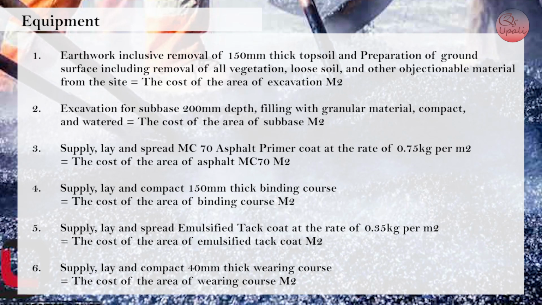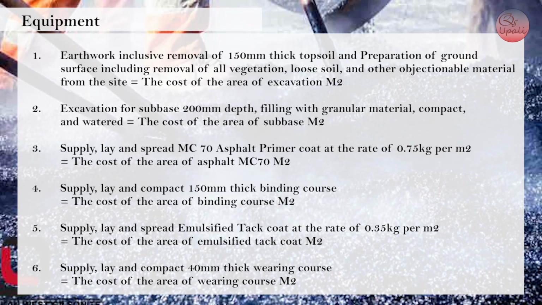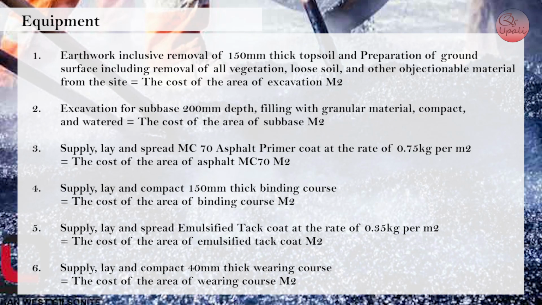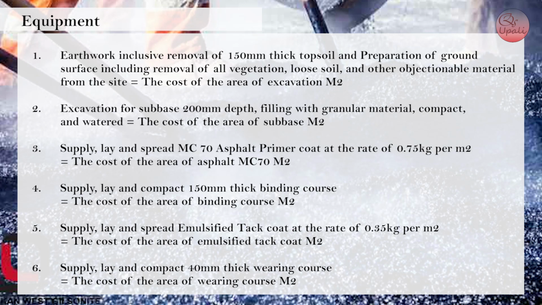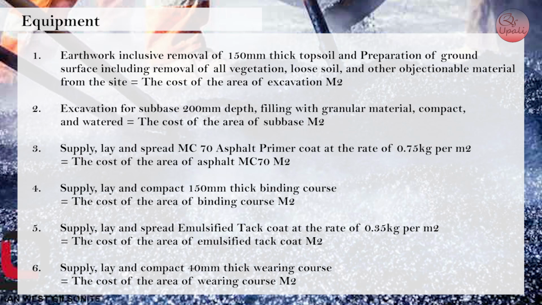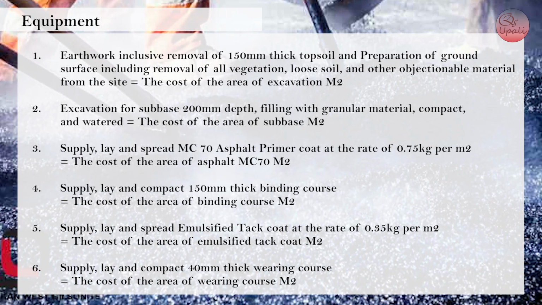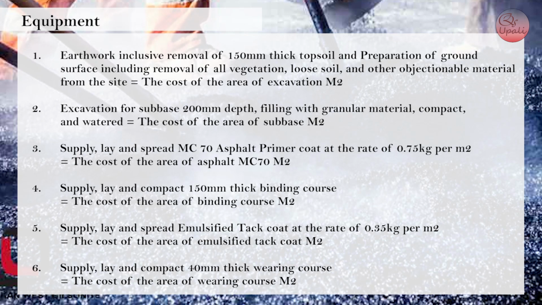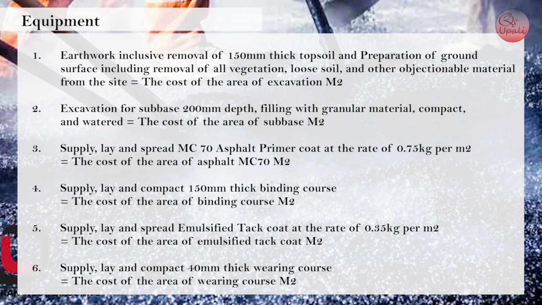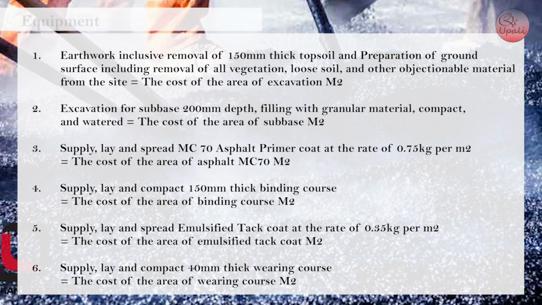4. Supply, lay and compact 150 mm thick binding course equals the cost of the area of binding course in square meters. 5. Supply, lay and spread emulsified tack coat at the rate of 0.35 kg per square meter equals the cost of the area of emulsified tack coat in square meters. 6. Supply and compact 40 mm thick wearing course equals the cost of the area of wearing course in square meters.